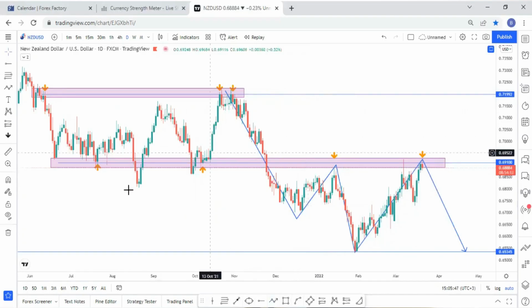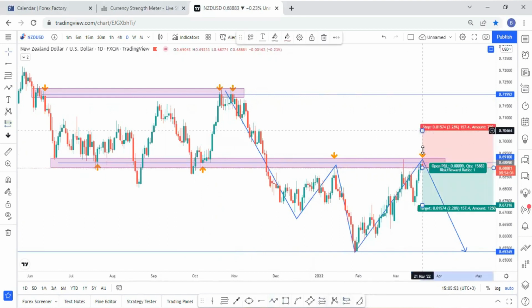Remember that support and resistance is not a line, it is a zone. Okay, and at times it could form on what we call supply and demand zones. Again, that's what we'll look at in parts on the call next week.